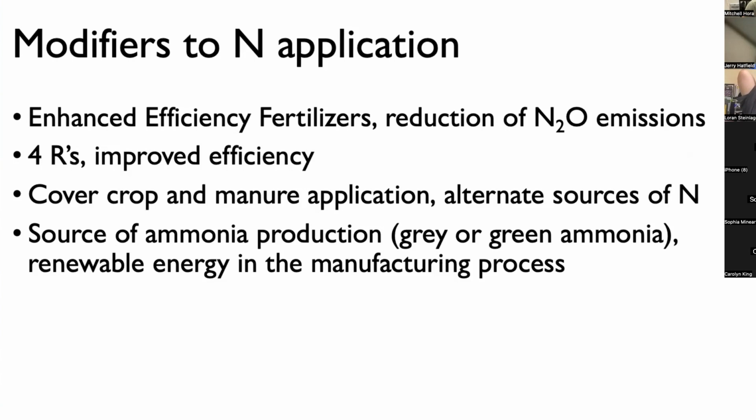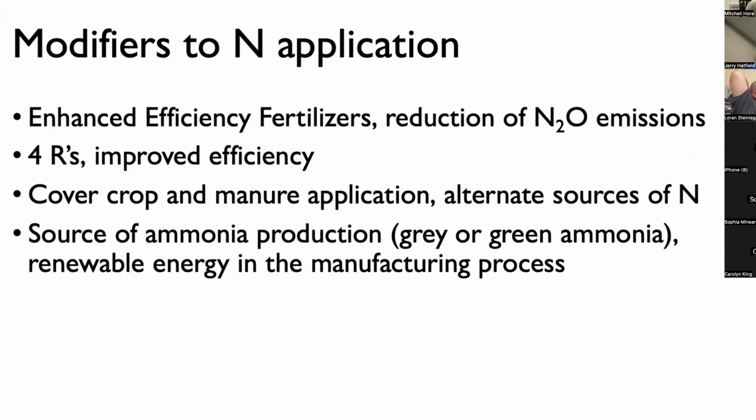The other one, and Mitchell mentioned alternate sources, is moving away from the chemical fertilizers to manure application, or what I now refer to as bio-based fertilizers, or green manure crops that give alternate sources of N. That has a tremendous impact in terms of how we effectively utilize alternate sources. And then there's the whole manufacturing process.